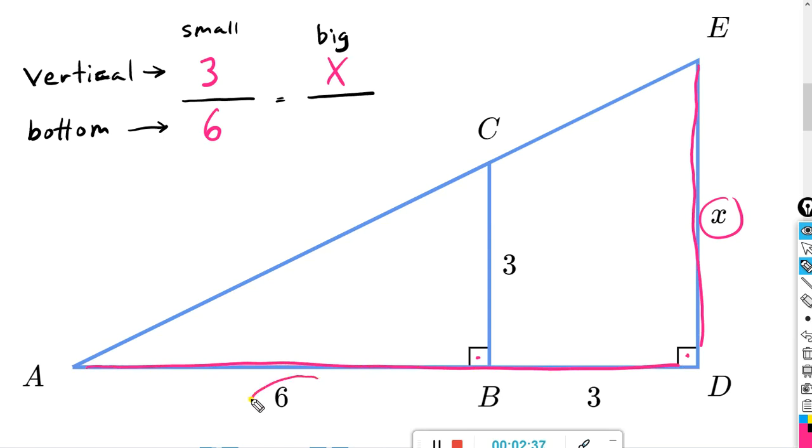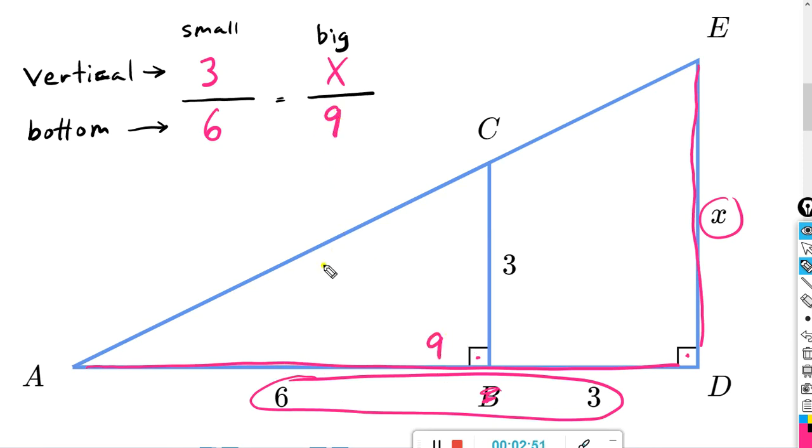And the bottom of the big triangle, that's this side right here. That's going to be 6 plus 3. All right, we have to add those two pieces or segments. So we know that 6 plus 3 is 9. So this is a 9 right here. All right, and now it's easy. You can cross multiply. 3 times 9 equals 6 times x.